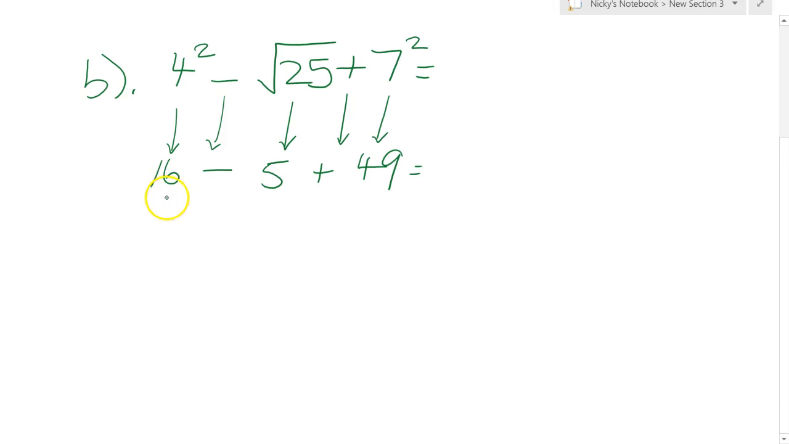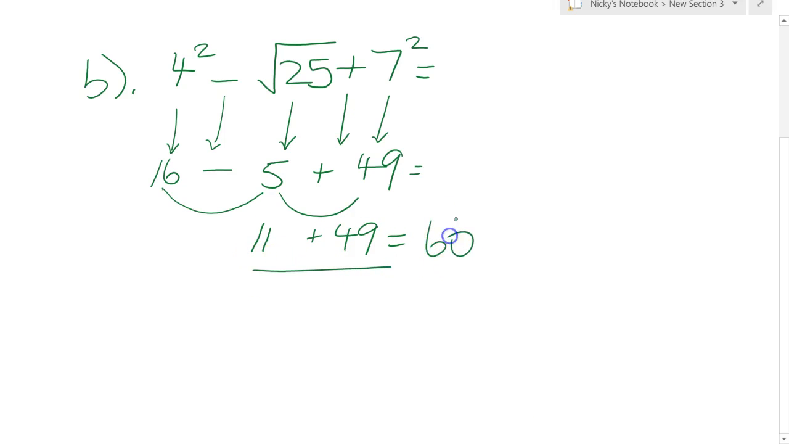Working on to our next line, 16 minus 5 is 11. Plus 49, with the final answer then of 60.